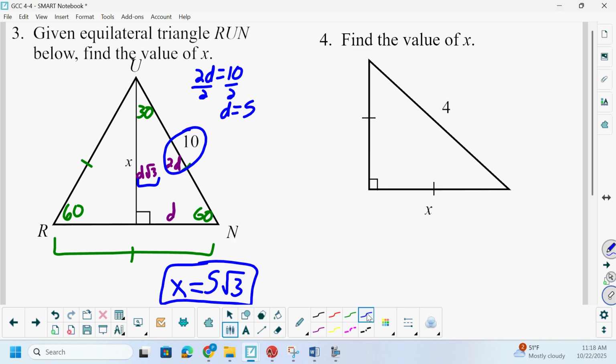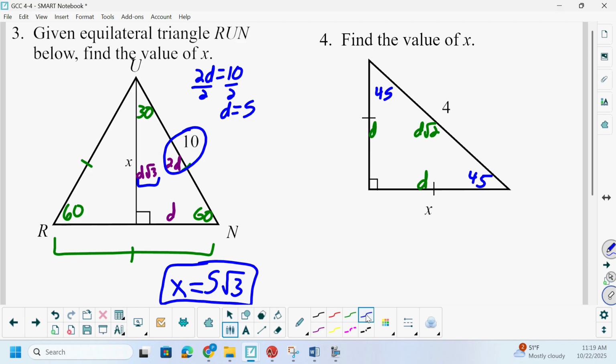In the next question, we've got an isosceles right triangle. If you have congruent legs, the angles across from them must be congruent. So this must be then a 45, 45, 90. Once we have our angles in, put in your d's. Across from the 45 is d. Across from the 90 is d square root of 2.